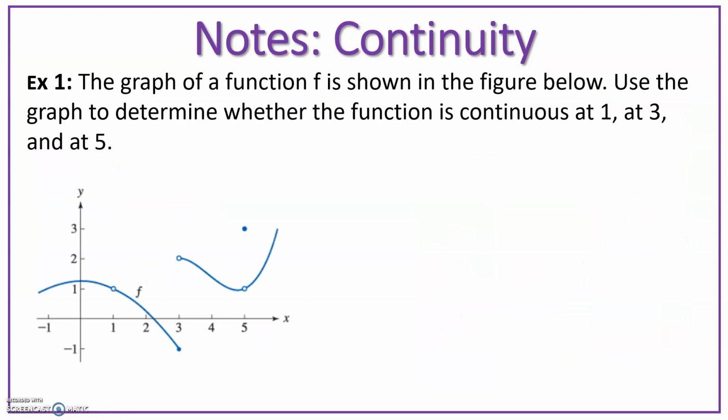Example 1. The graph of a function f is shown in the figure below. Use the graph to determine whether the function is continuous at the values 1, 3, and 5. Now, let's start with 1. So if we look at 1, which is right here, we can see that, unfortunately, our first condition is not met. So we can say that at 1, our function is not continuous because f of 1 is undefined.